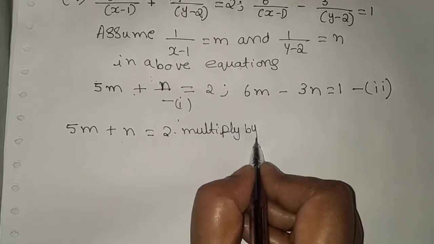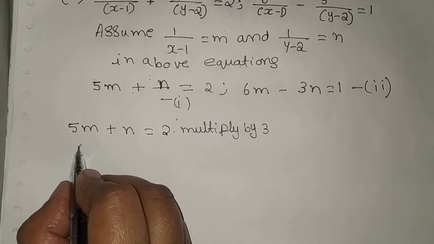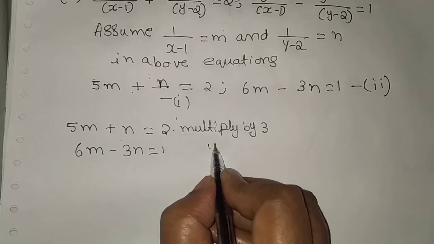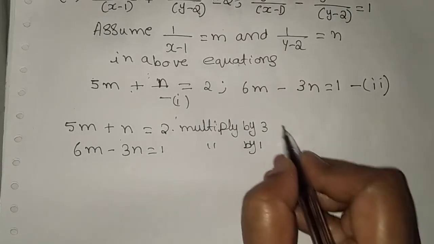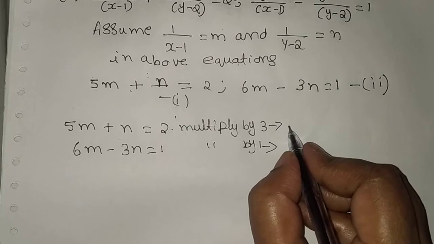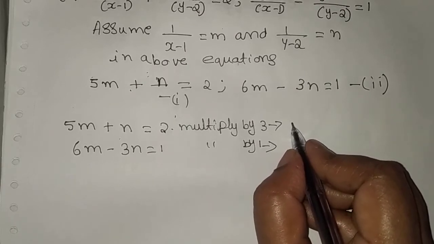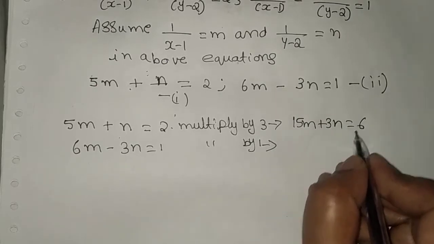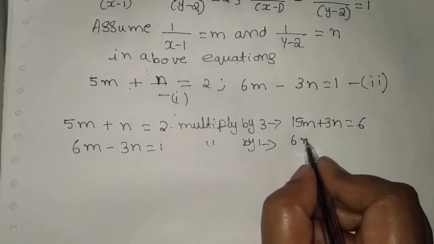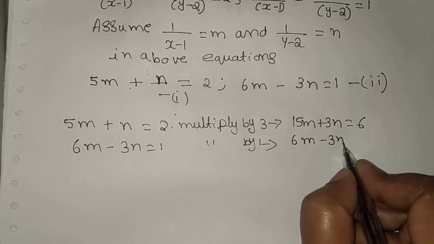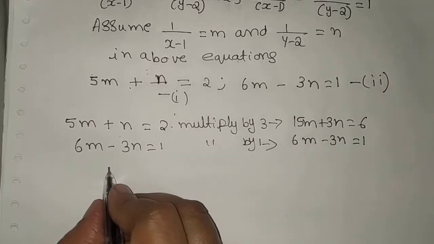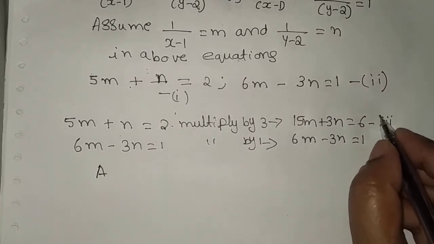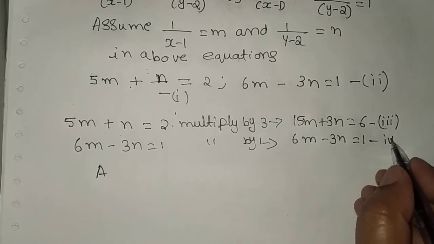Multiply by how much? By 3. Then the next equation, that is 6m minus 3n is equal to 1. Multiply by 1. So what happens here? After multiplying, we get 15m plus 3n is equal to 6. Next one, since it is multiplied by 1, it remains the same: 6m minus 3n is equal to 1. Next step is, we'll name this equation as 3 and this one as 4.